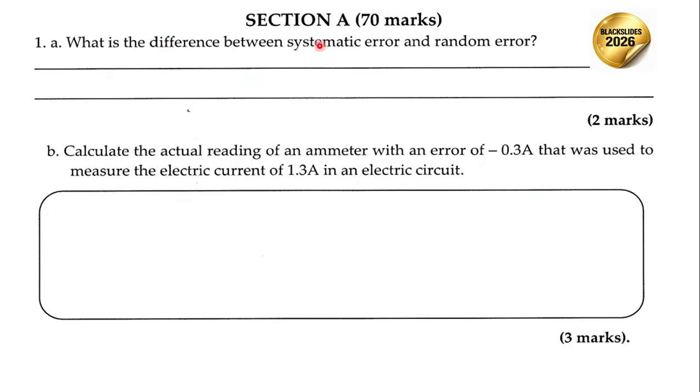What is the difference between systematic error and random error? This is taken from measurements in Form 3. I'll be mentioning the topic from which the questions are taken. So this is Form 3 Physics, and it happens to be the first topic, which is measurements. So what is the difference between systematic error and random error? 2 marks. The question is just asking for a single difference. That means there isn't much to write here.